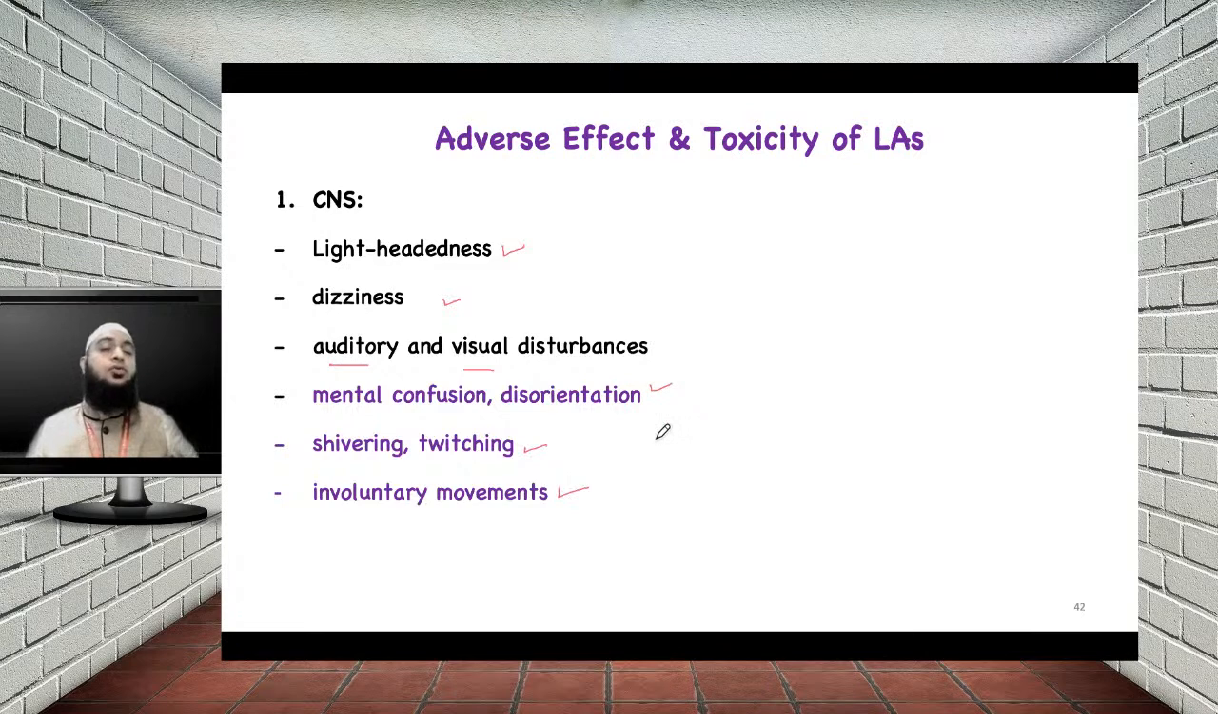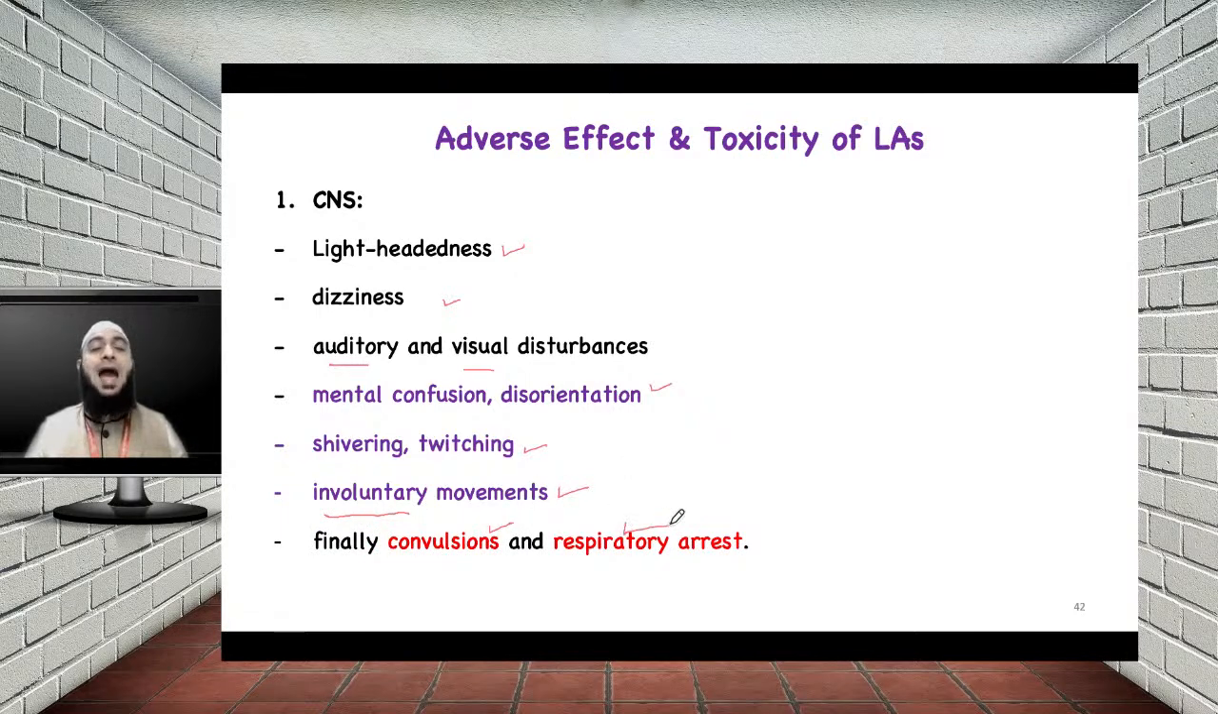So it is due to excitement of your motor neuron, because the motor neurons and other neurons are responsible for the voluntary movement. But what is happening here? There is an increase in involuntary movement. So it is not related to motor neuron. Please get corrected. It is not related to motor neuron. It is related to your autonomic nervous system. So involuntary movement is affected. Finally, the patient suffers from convulsion and respiratory arrest.